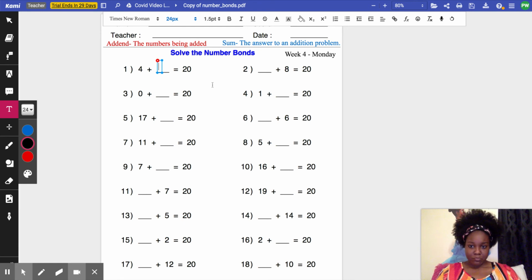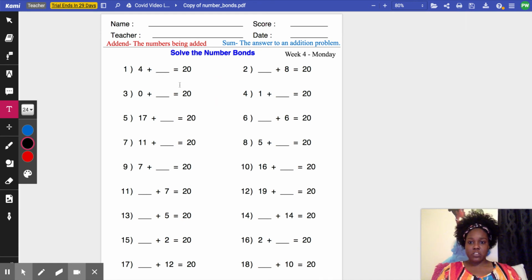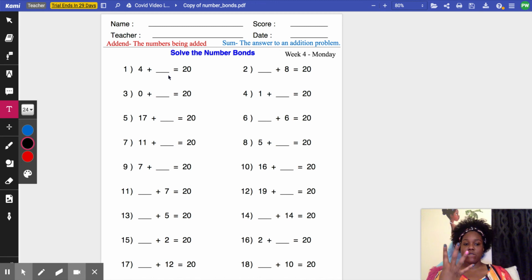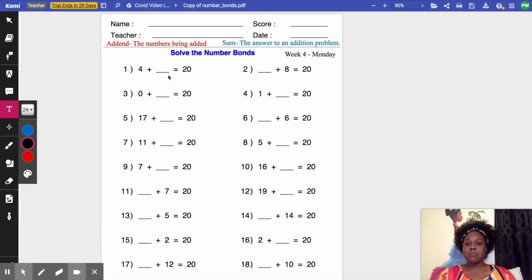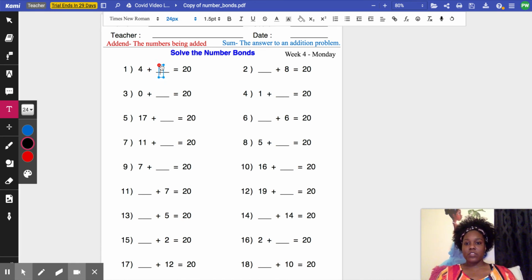Here we go. The first thing I'm going to show you is subtraction to find an answer. When we have a problem, 4 plus something equals 20. When we have a problem where we are missing an addend, you can always subtract because the opposite of addition is subtraction. So you can put 20 in your head and take away 4. So 20, 19, 18, 17, 16. So this missing addend on this one is 16.